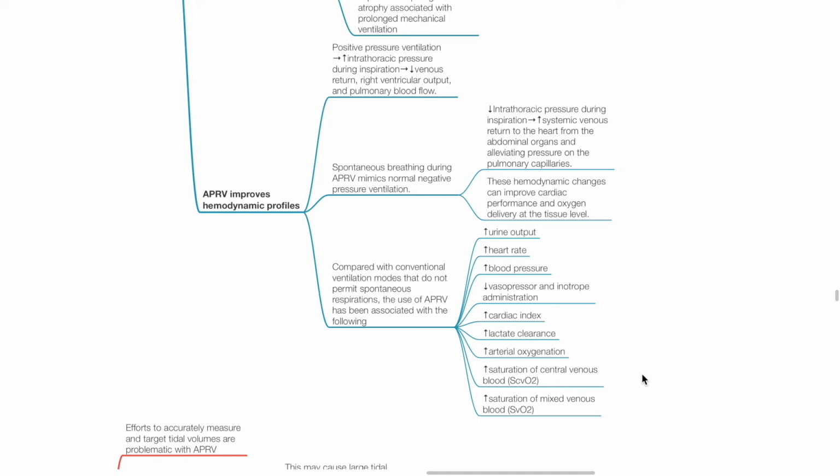Compared with conventional ventilation modes that do not permit spontaneous breathing, the use of APRV has been associated with increased urine output, increased heart rate, increased blood pressure, reduction in vasopressor and inotrope requirements, increased cardiac index, increased lactate clearance, increased arterial oxygenation, increased SCVO2 and SVO2.